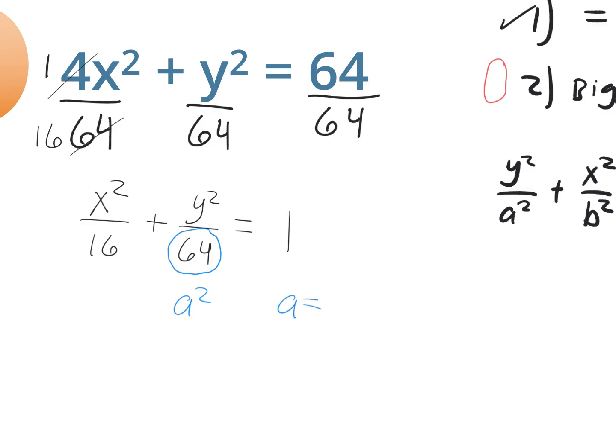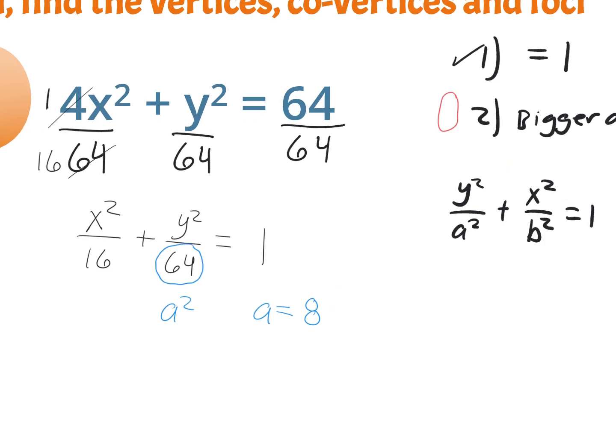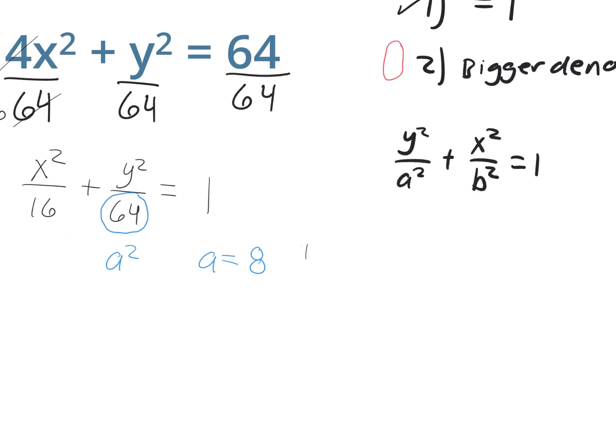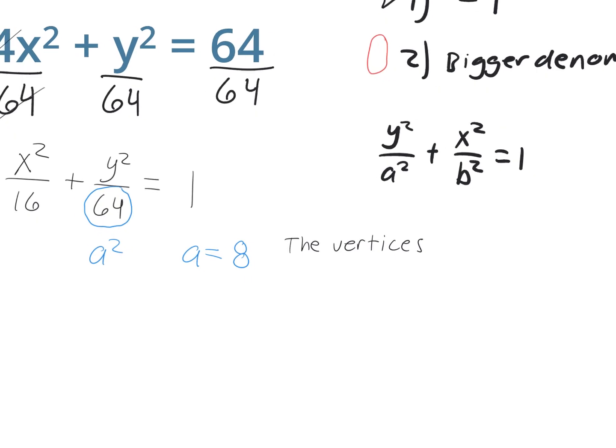What did you say? 8? Good. So I know a is 8. And in words, I would say that the vertices... Again, I'm also not going to write this every single time, but because this is your first time, I'm going to write it. The vertices are 8 units from the center.